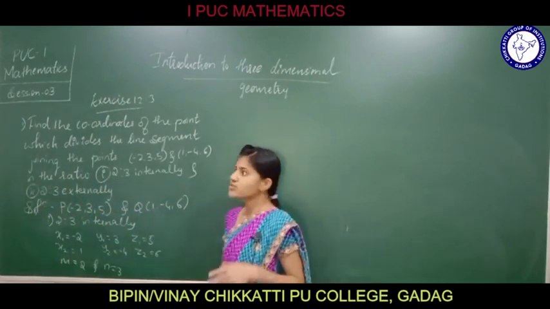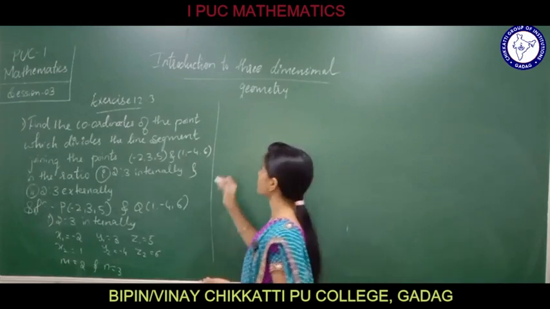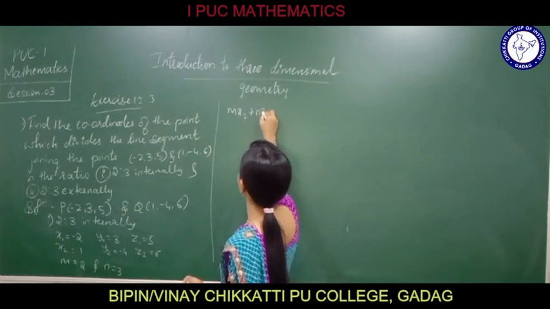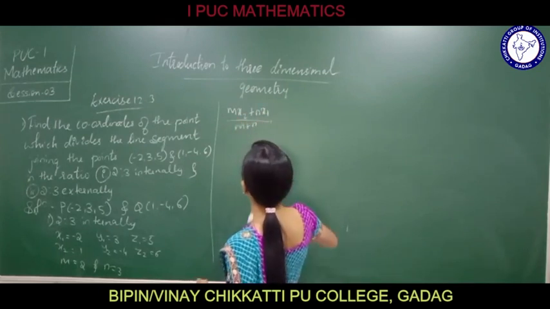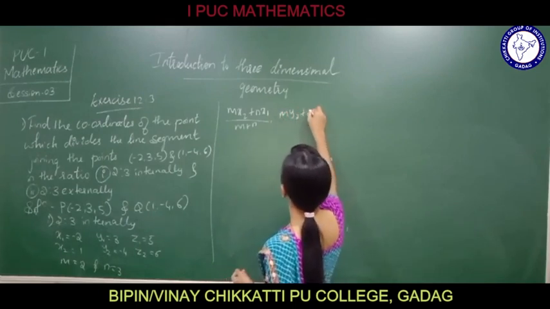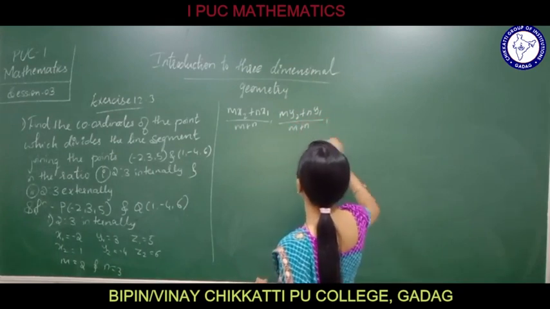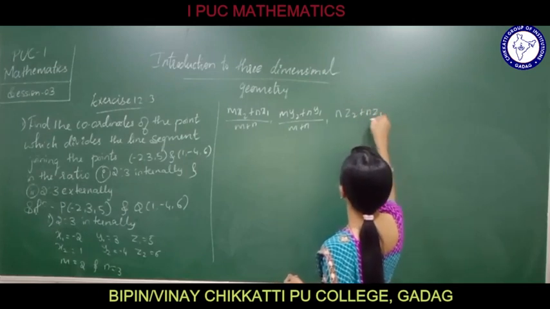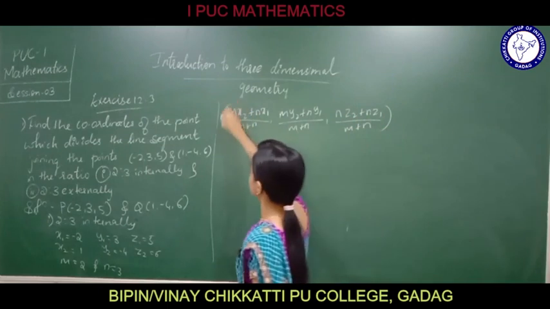Right. So what will be the coordinates? How are we going to write it if it is internal? We are going to write that as m into x2 plus n into x1 divided by m plus n. Then next, m into y2 plus n into y1 divided by m plus n. Again, it is m into z2 plus n into z1 divided by m plus n.